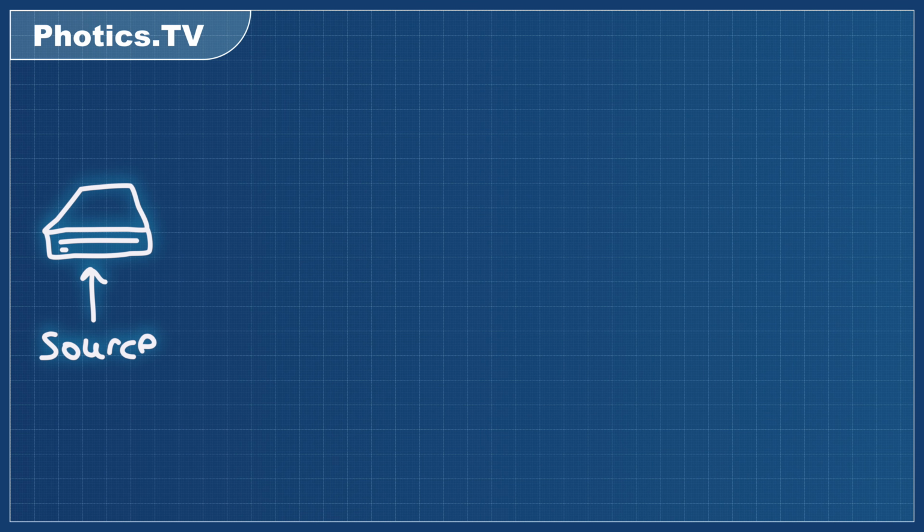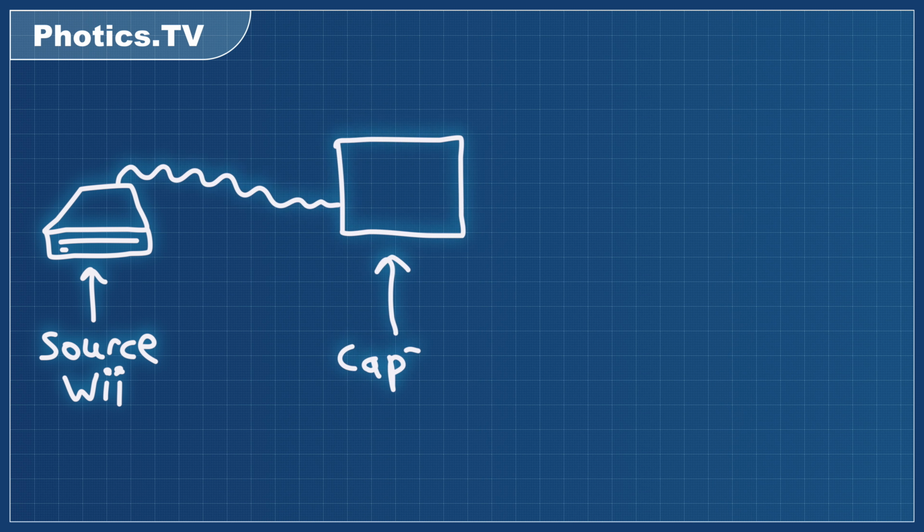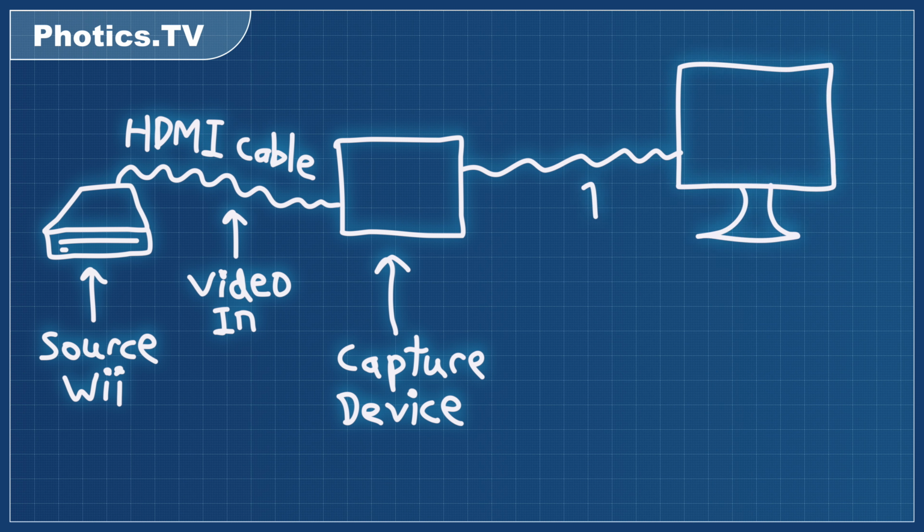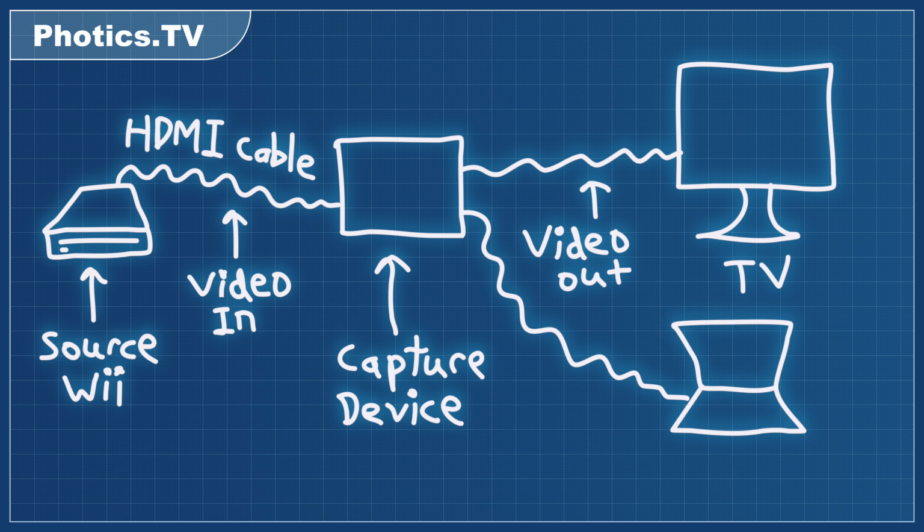First, you have what you want to record. That's your source video. This connects to the video capture device as video in. The connection is typically through HDMI, but there are other connection options available. Then, the capture device needs to connect to your computer. That's the video out. This part is important.